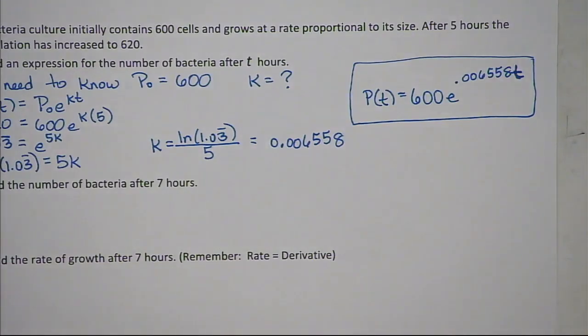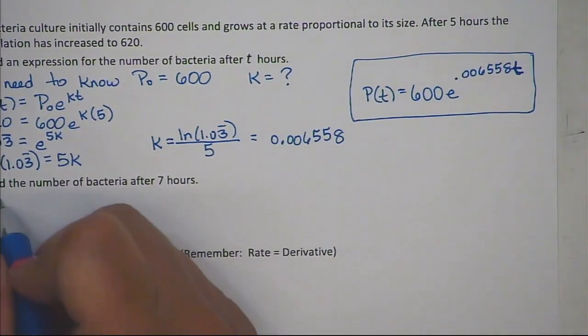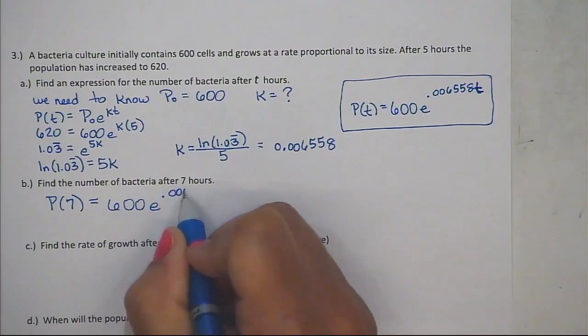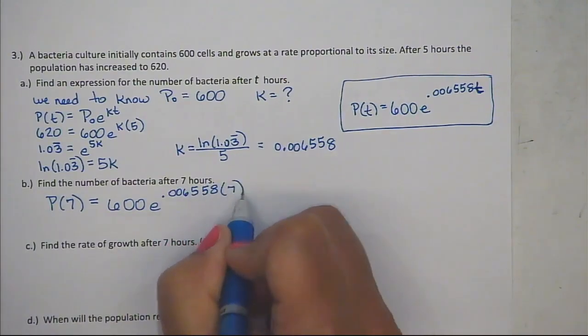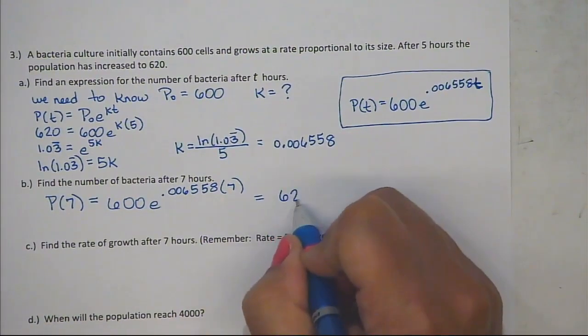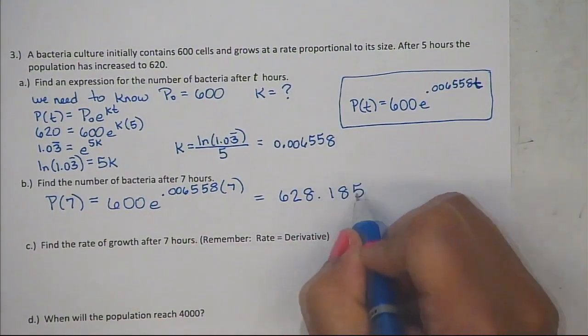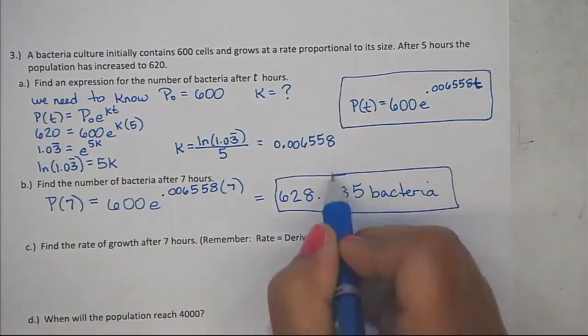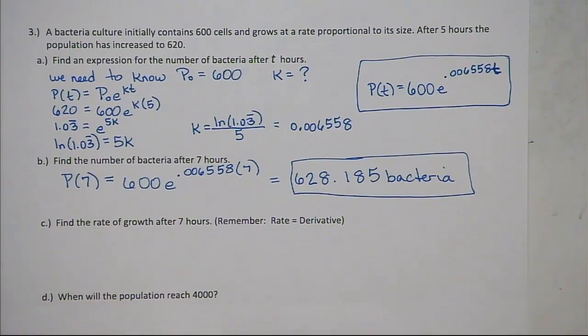All right, so part B, find the number of bacteria after 7 hours. Now all you got to do is put 7 in for t. That's just straight work it out in your calculator. So we want to find P of 7. That would be 600 e to the 0.006558 times 7. I wrote some of these down so I wouldn't have to put all this in the calculator over and over again. So I got 600 times 0.185, and those are how many bacteria. So 628 bacteria would be there after 7 hours.